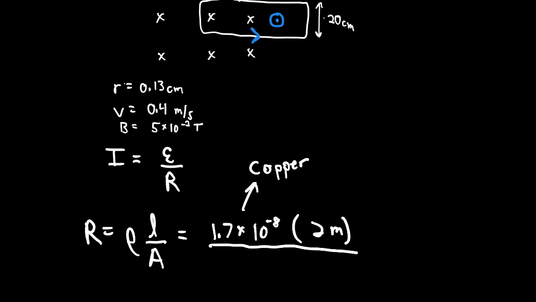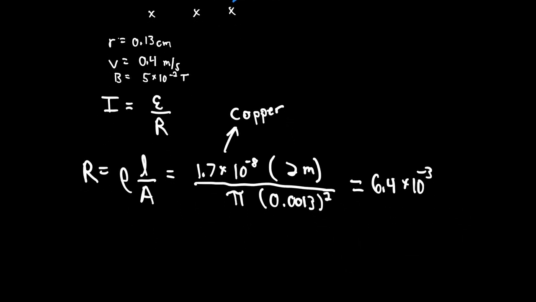Divided by the area. Now the area is the cross-sectional area of this wire. So what shape is a wire? What's the cross-section of a wire? This could be a very thick wire. What's the cross-section of this? Circle. What's the area of a circle? Pi times r squared. So pi times 0.0013 squared. Plug in all these numbers, you get your resistance. 6.4 times 10 to the negative 3. What are the units? Ohms.